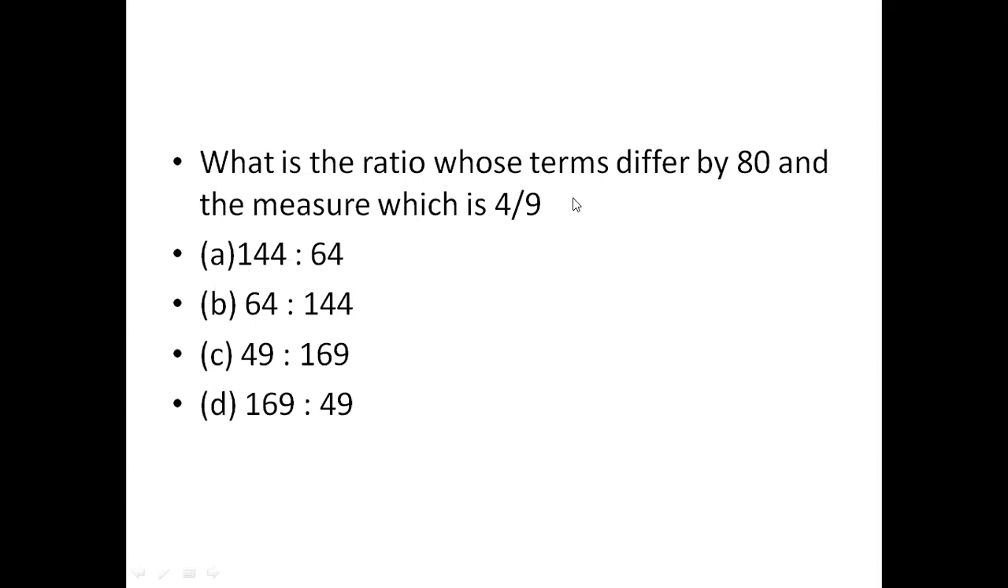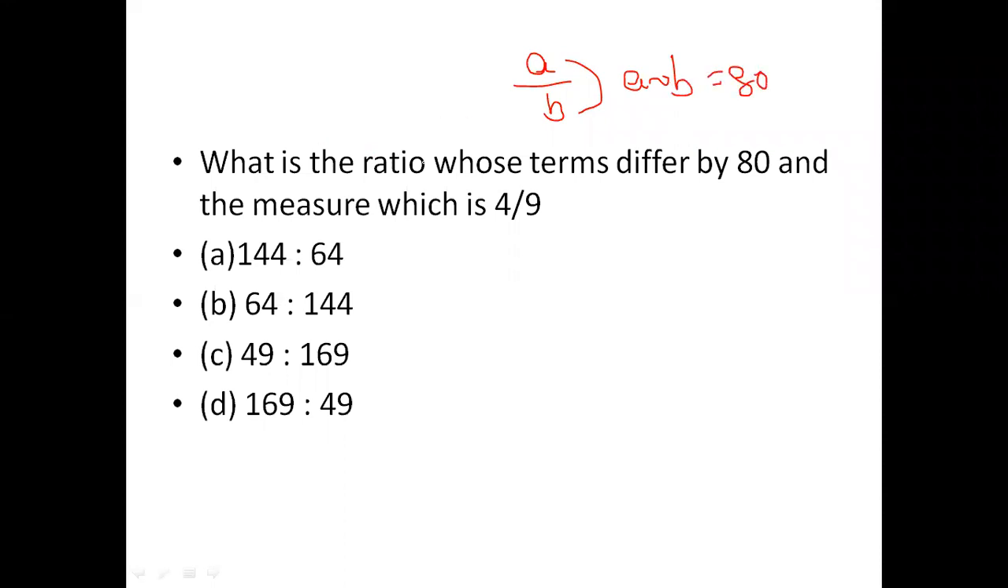Okay. Guys, if I explain the meaning of the question, everybody in the class can answer it. What is the ratio whose terms differ by 80 and the measure which is 4 by 9? So differ by 80, what is the meaning of that? Ratio means we will be having numerator and denominator. Differ by 80 means the difference between the numbers is nothing but 80.